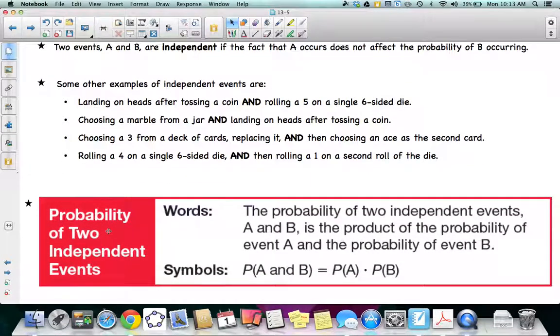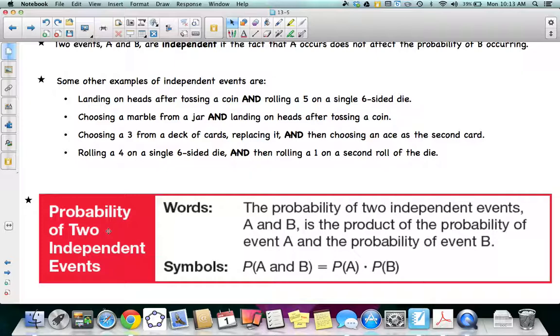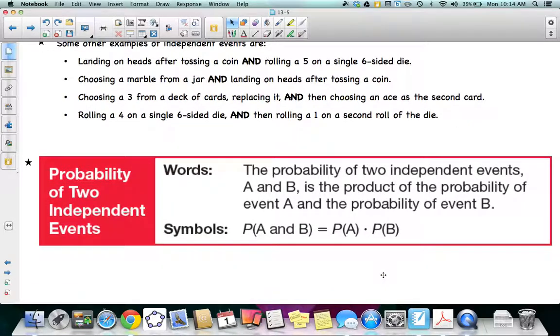And to work out independent events, the probability of two independent events A and B is the product of the probability of event A and the probability of event B. So to be able to find the probability of two independent events, you need to multiply the probability of A times the probability of B happening.